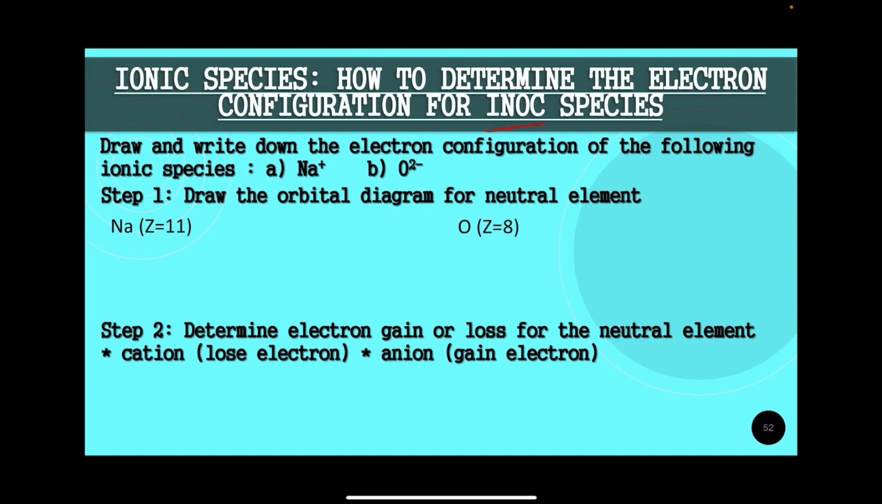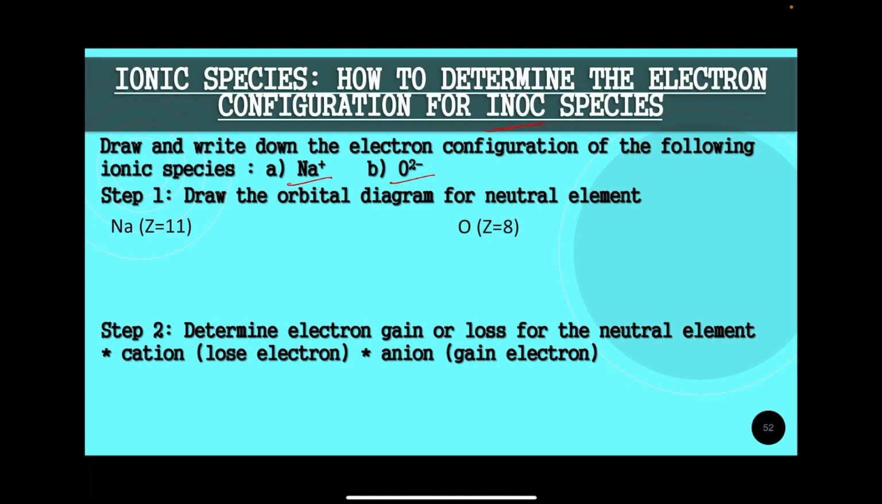Alright, so these are the steps that you need to do to write down the electron configuration of ionic species. Let's say we use the example of sodium ion and oxygen ion. Okay, so first step, you need to draw the orbital diagram for the neutral element. So before you draw, you need to write down the electron configuration for sodium and oxygen.